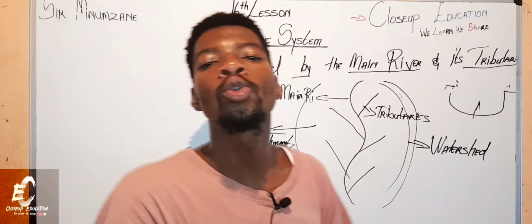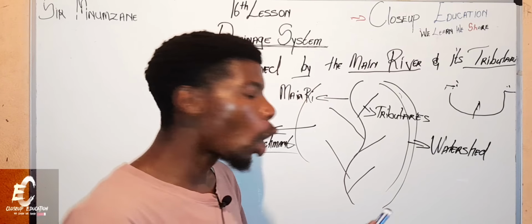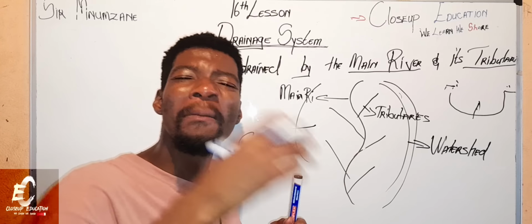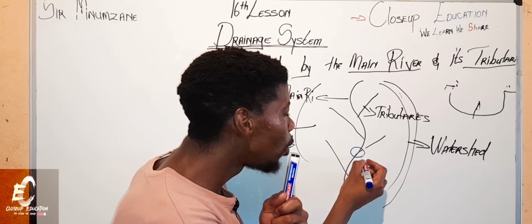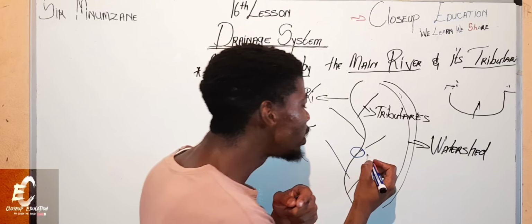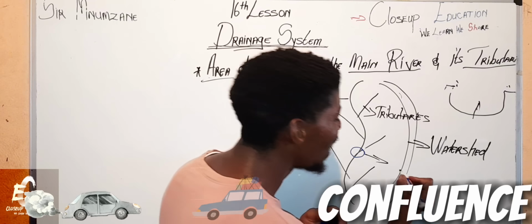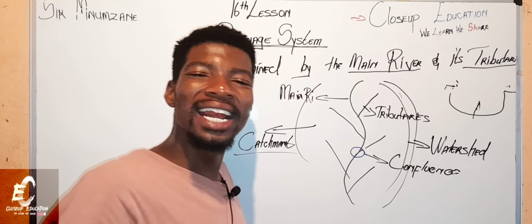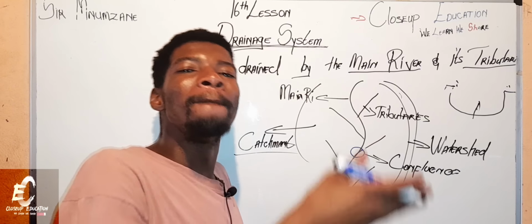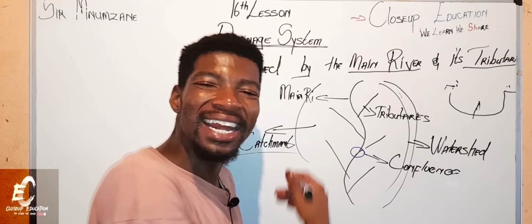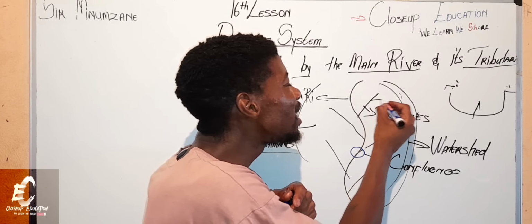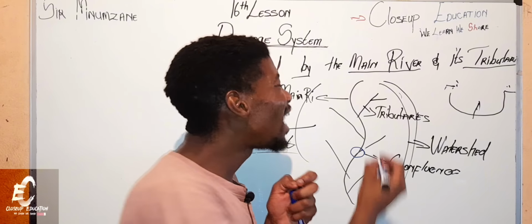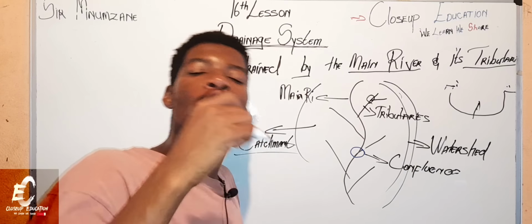Okay, and what else do we also find? We find a point where the tributaries meet the main river. So this is that point. This area is called the confluence. It is where a stream mixes or joins with the main river. Or you could have two tributaries joining each other, and that area will still be called a confluence.